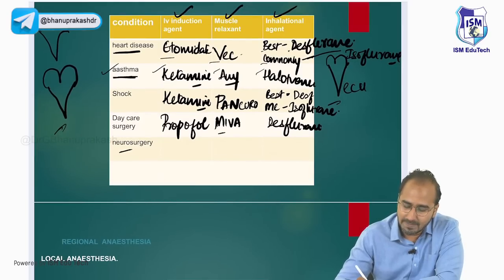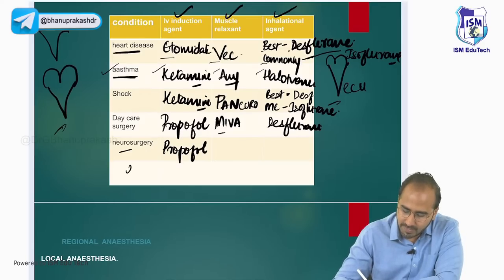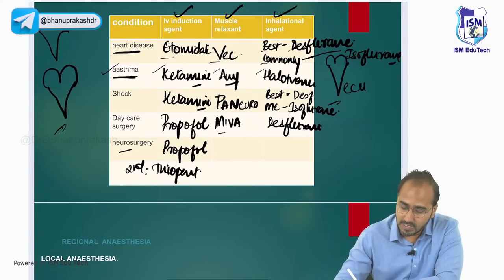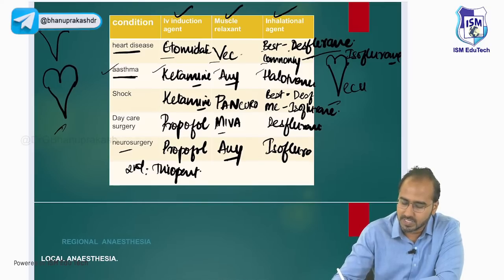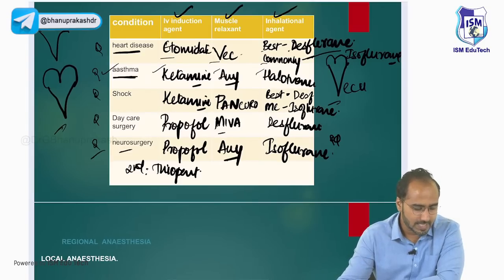For neurosurgery, the best IV induction agent is propofol. Second best is thiopentone, sodium thiopentone. Okay. Next, any muscle relaxant could be given in neurosurgery. The best inhalational agent of choice for neurosurgery, we have already discussed, is isoflurane. Right?